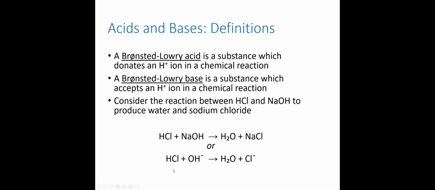So what is losing or donating a proton in this reaction? Well, we have HCl in the beginning, and we have chloride ion at the end. So clearly this has lost a hydrogen, and its charge became one more negative. So it lost an H and a positive. It lost a proton. So hydrochloric acid is an example of a Brønsted-Lowry acid.